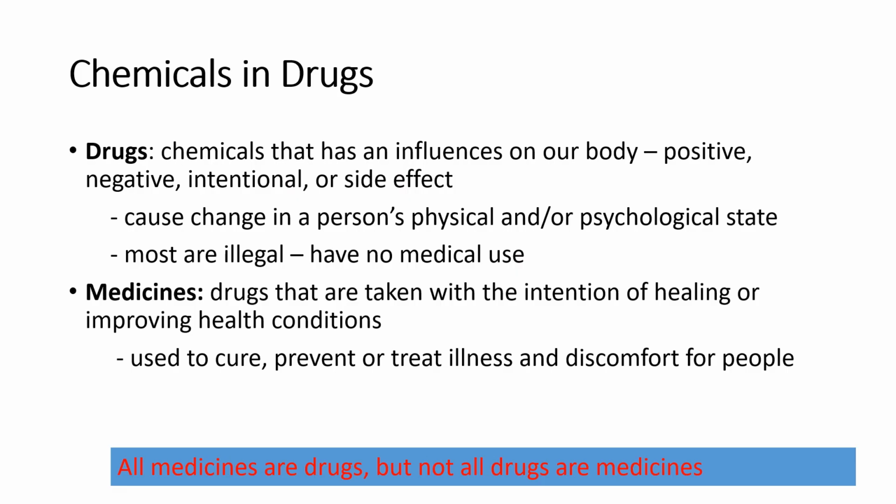Chemicals and drugs. Drugs are chemicals that have an influence on our body, either positive, negative, intentional, or side effects. Drugs can cause change in a person's physical and or psychological states. Most drugs are illegal and they have no medical use.